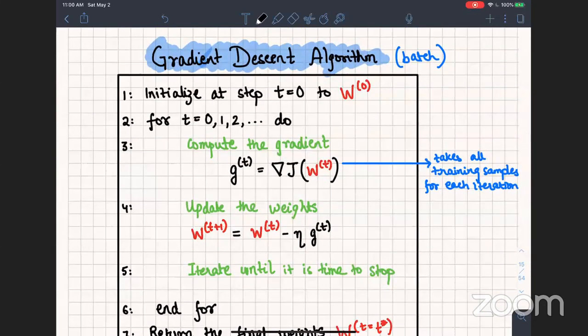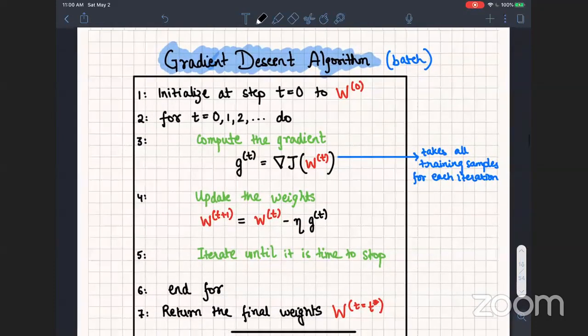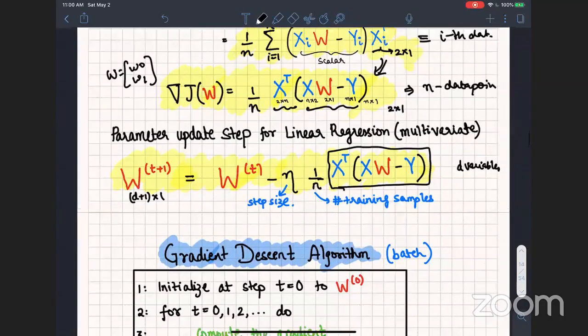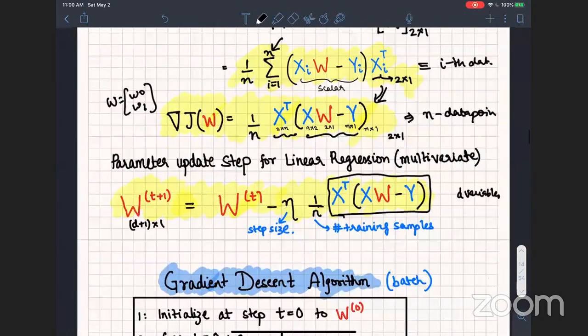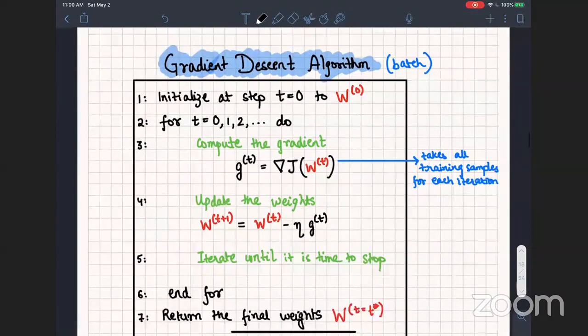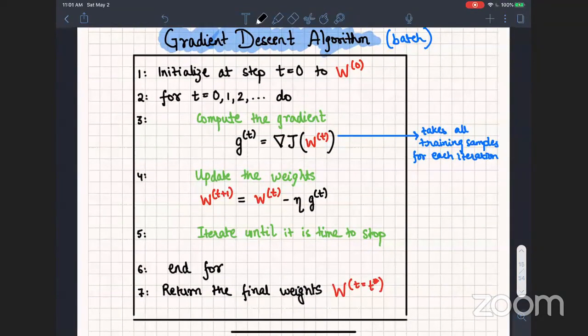So let's try to put this in an algorithm, which is called the gradient descent algorithm. And this is called batch gradient descent, because as you can see here, in this term, you have to sum up over all the data points, all the n data points. So at step t equal to 0, we pick a random W0 to start off with in vanilla gradient descent. Then for every iteration, you compute your g, which is your del J, and it takes all the training samples for each iteration, right?